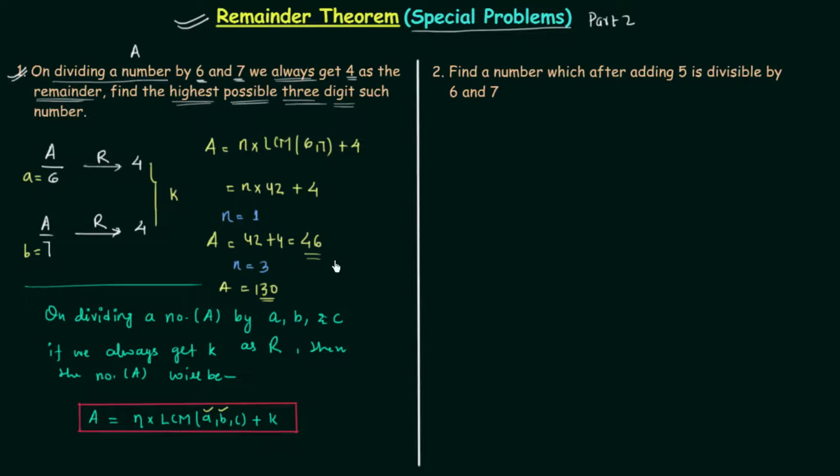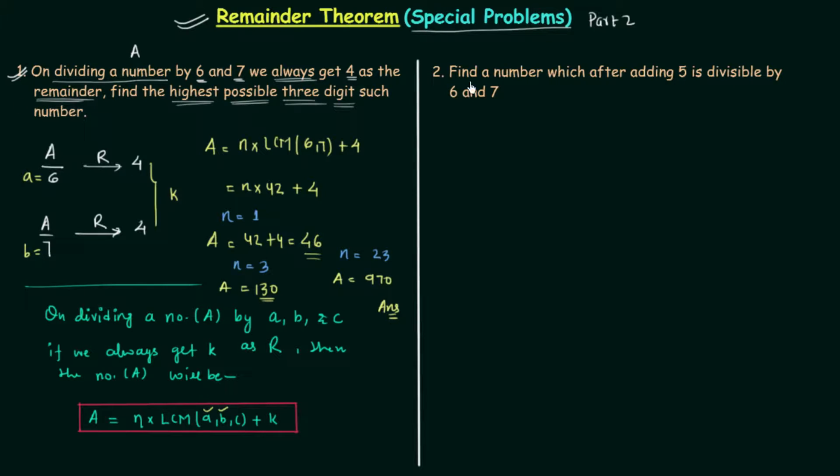To obtain the highest possible 3-digit number, n should be 23, and when n is equal to 23, the number A is equal to 970. So this is the final answer. I hope you understand how to solve problem number 1. Now we will solve problem number 2.